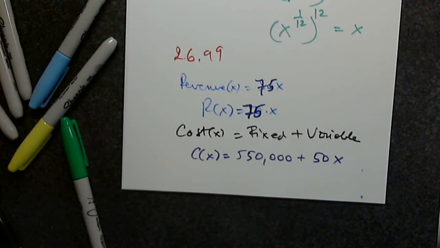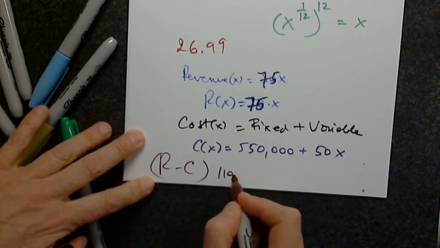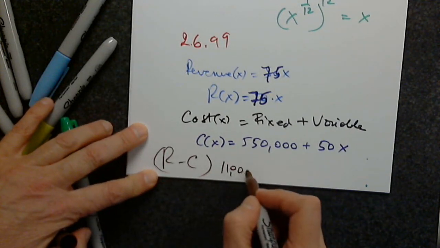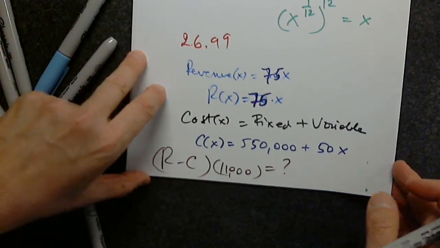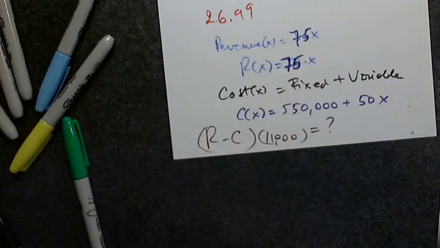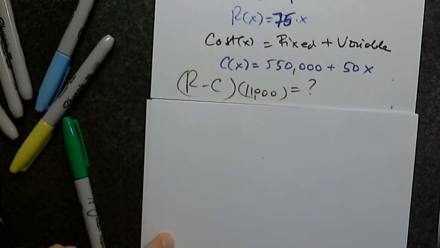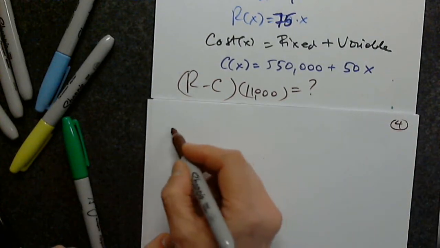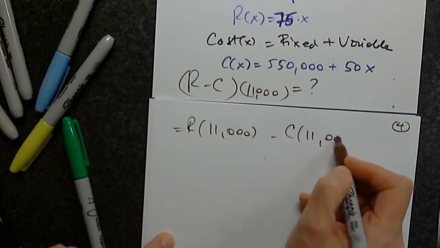So now they're asking us to find and interpret R minus C of 11,000. Is it 11,000? Yes. Then R minus C of 22,000 and R minus C of 33,000. So let's do just one of them because they will be the same. Is that okay? Okay. So when we add and subtract functions, like in this case, this is R of 11,000 minus C of 11,000.